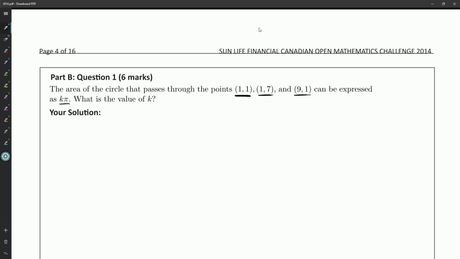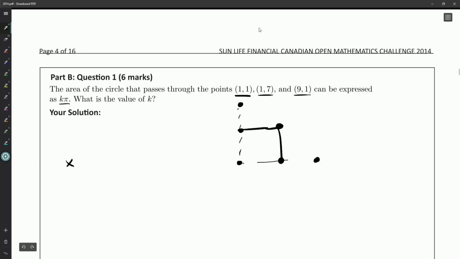Well, how can we figure that out? I think there's probably a couple ways. One thing you could do is plot the points here, and (1, 9). And you could figure out lines connecting them and get slopes of these lines, and the perpendicular bisectors will meet at the center. That's a perfectly fine way to do the question.